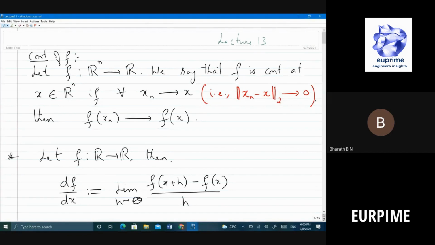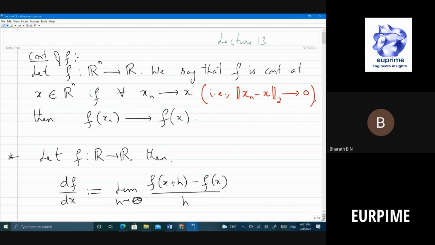In fact, it's very analogous to the continuity of a function that maps from R to R, right? So you say that a function is continuous at a point if you take any sequence that converges to that point, the function value should also converge to the function value at that point, right? That's the definition of continuity at x. When do you say that the function is continuous? It should be true for all x in the domain of the function, right?